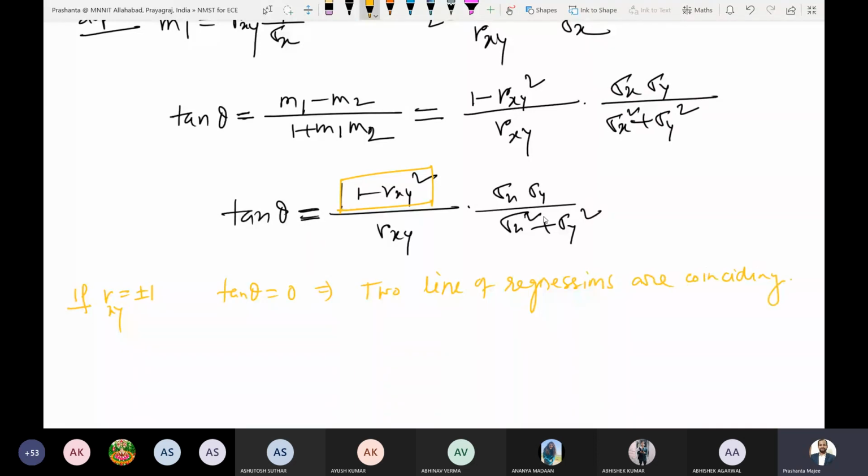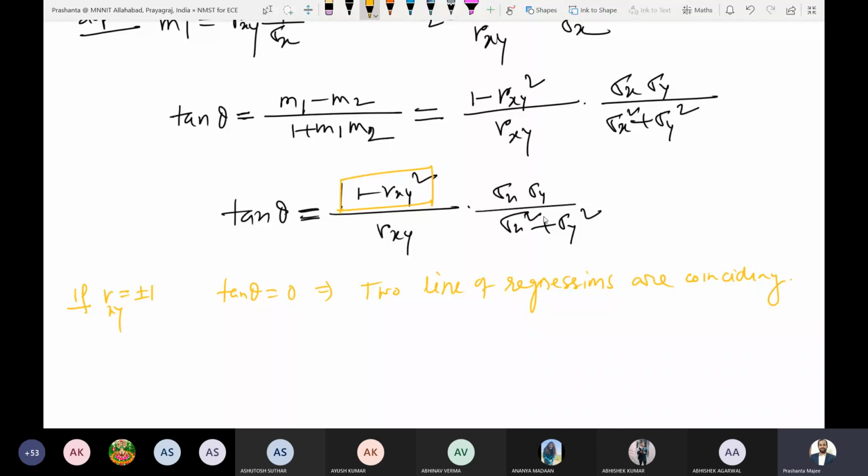Coinciding means what? Coinciding means there is a strong relationship between x and y. There are no two different lines, just one single line that expresses the relationship. So what does it mean? That the x, y data, these two dimensional data, are strongly related. You get a single line, not two different lines. They are strongly related. The data values are strongly related.